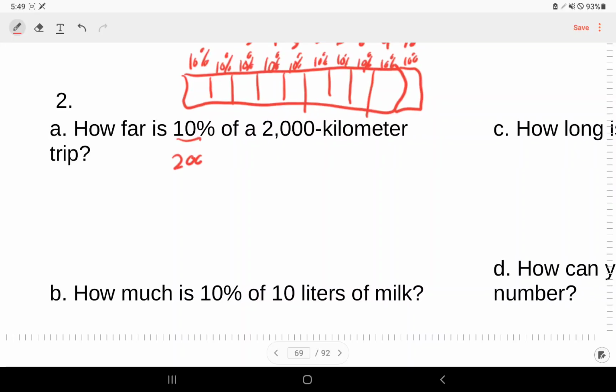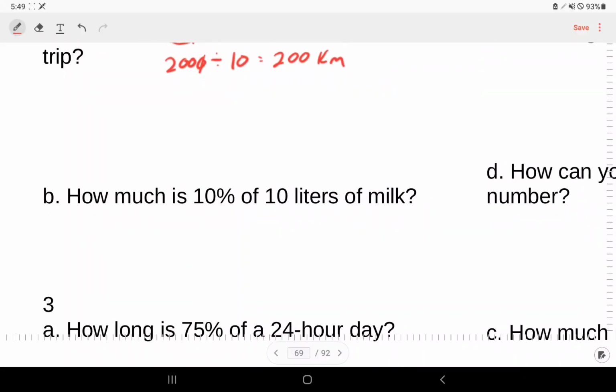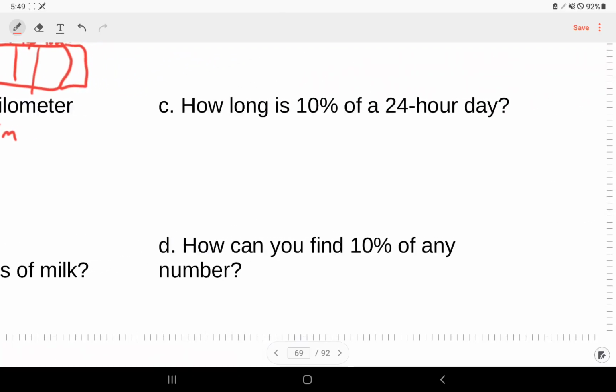So 2,000 divided by 10. Well, we just drop a 0 off and we get 200 kilometers. 10 liters of milk divided by 10, we drop a 0 off. And we get 1 liter. Now, 24 hours divided by 10, another way to do it is just move the decimal 1 spot to the left. And so that's 2.4.